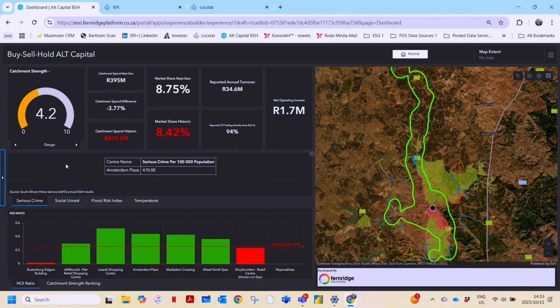It'll then come up with a catchment strength. Now, as we add data to each of the assets, that catchment strength will allow us to start comparing assets to assets within the portfolio. So how good are they? How good are the catchment areas?